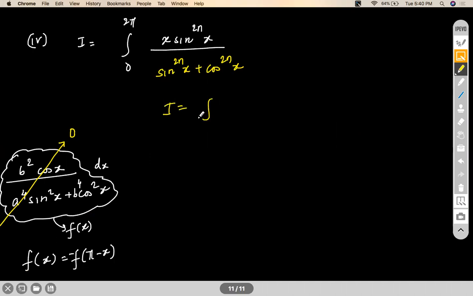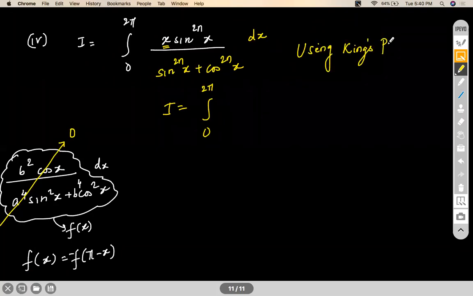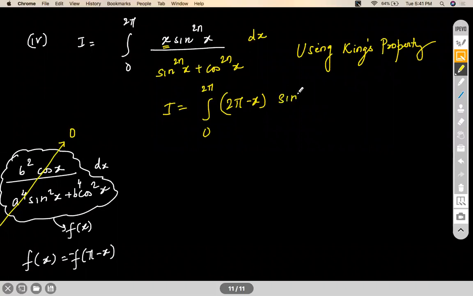Because I don't want to see this x. This x will create an issue for us. So the best way to get rid of that x is to use King's property. Using King's property, this will give you 2 pi minus x. Nothing will be affected because they're all raised to the even power, so nothing will get affected here. But when you add it, you'll end up getting 2 pi times this.